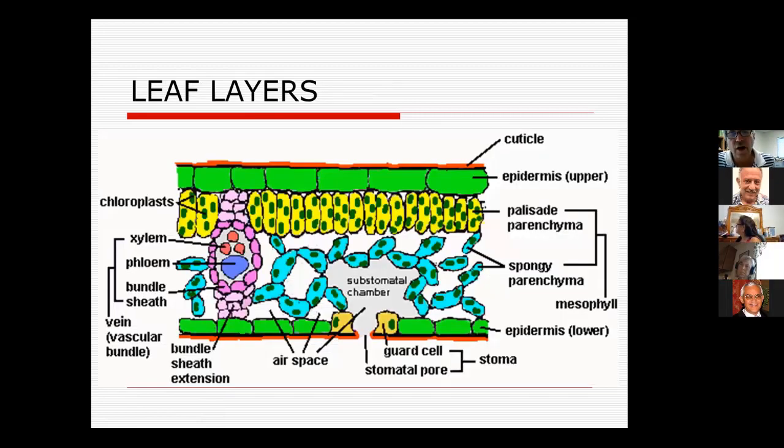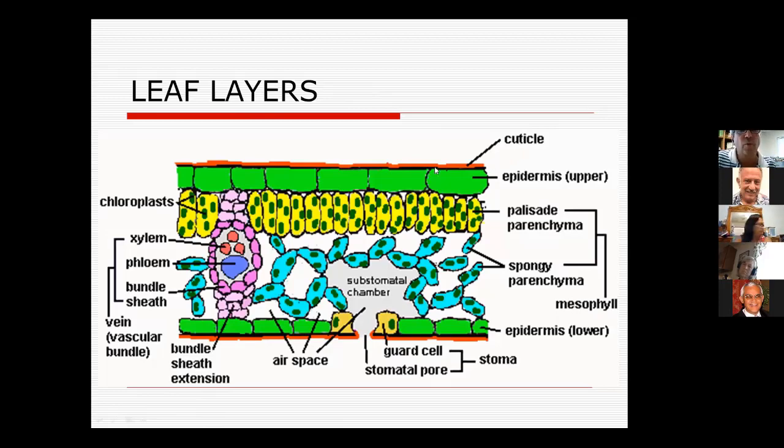So let's take a cross section of a leaf. If you cut through that leaf, you're going to see several different layers of cells. And so we're going to just start up at the top and show you the layers of a leaf.